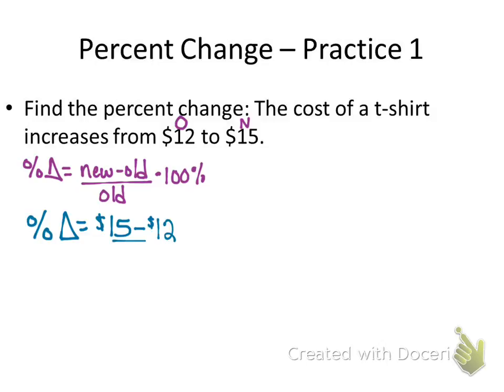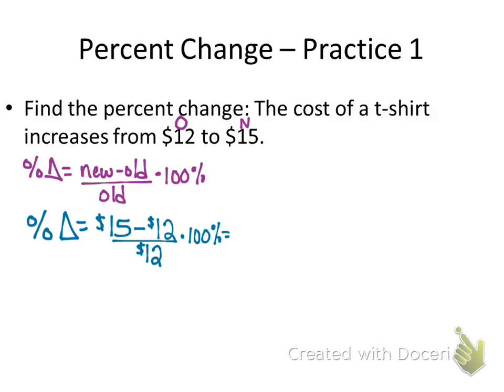Divided by, what's my old number? 12 times 100%. Okay, so it's like 15 minus... So when you type in your calculator, you do 15 minus 12, and then divided by 12. Keep going. Divided by 12, and then times by 100.